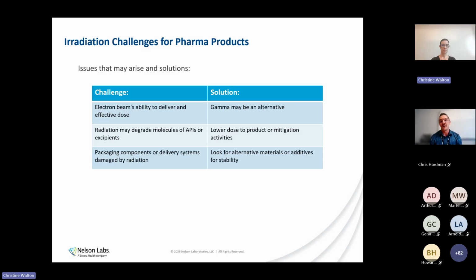For mitigation activities, there are also options at irradiating at lower temperatures. That could be on dry ice to help mitigate those adverse effects as well. Packaging components or delivery systems can be damaged by radiation, a lot of times these can be polymers or different materials. Looking for alternative materials or additives to those specific components that are affected is a good solution to allow for radiation to be a more viable process for those packaging components as well.